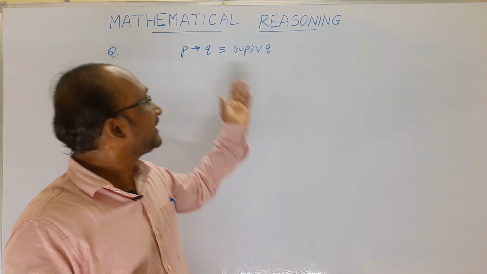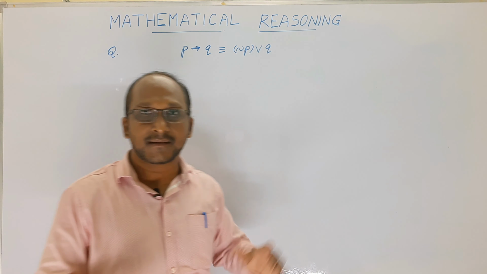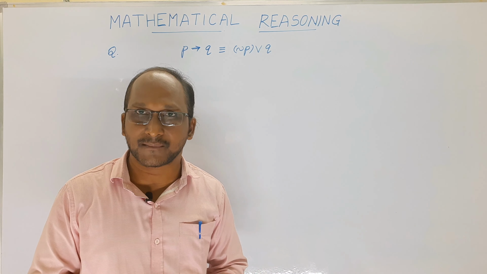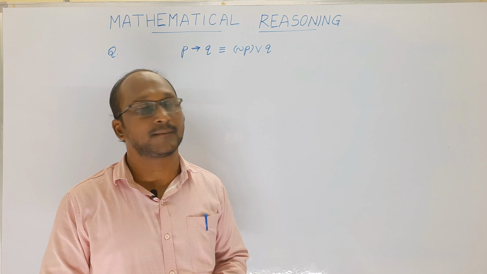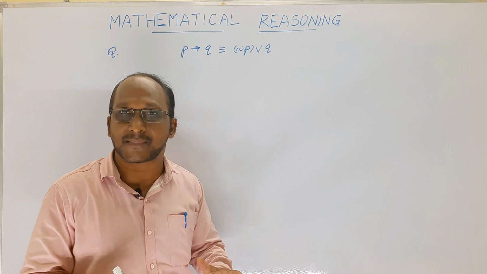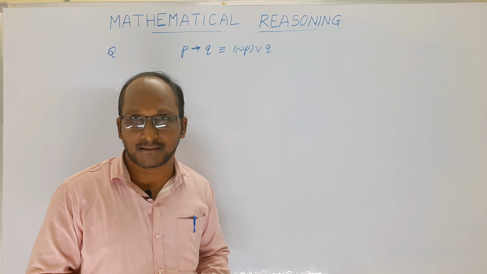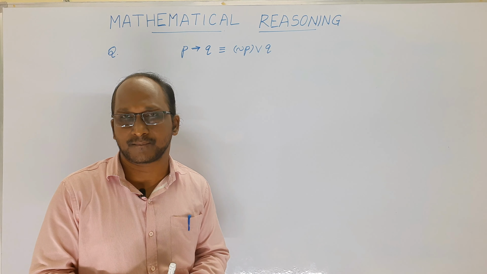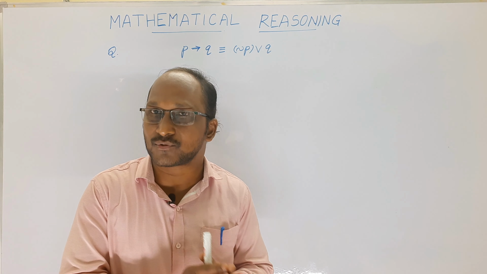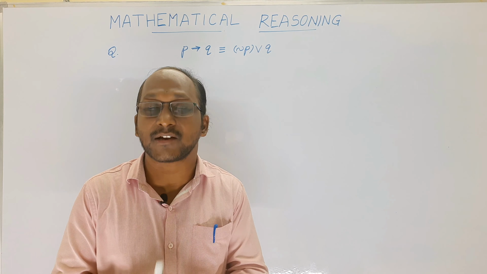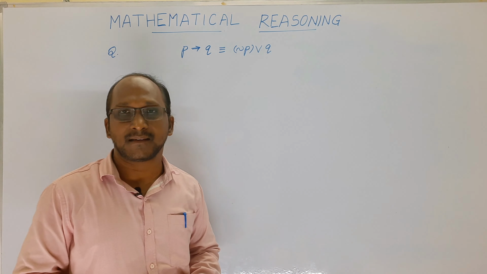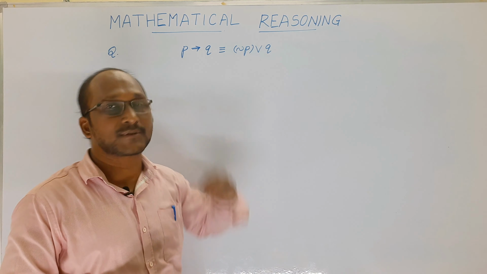Students, now let us see this result. Remember, this result is very useful for us to solve some of the problems in mathematical reasoning. Now let us prove how these two compound statements are equivalent. So what is meant by equivalent statements? If two compound statements have the same truth values in all the logically possible cases. So for that, let us prepare the truth table for these two compound statements.